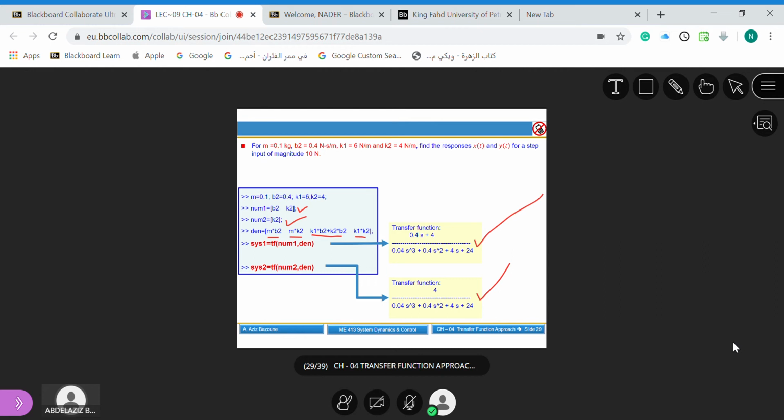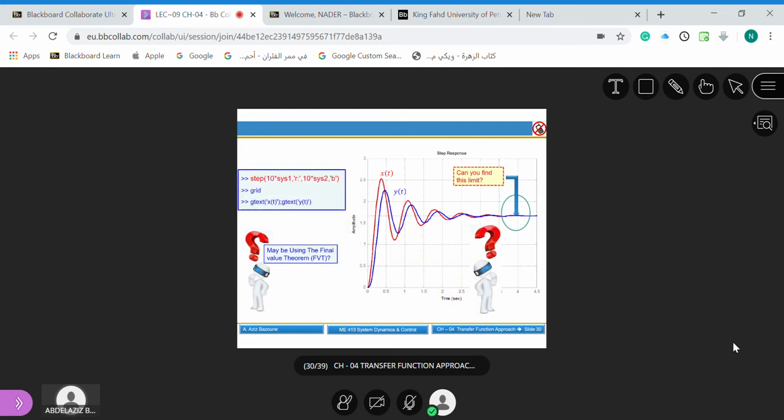If you write CIS1, transfer function, numerator 1, denominator, you will get the first transfer function. If you write CIS2, transfer function, numerator 2, denominator, you will get the second transfer function. And now we will just substitute step 10 times CIS1. 10 times CIS1 means the magnitude of the step is 10. And then with a red dotted line, and then 10 times CIS2 with the blue line, you have the two responses, x of t and y of t.